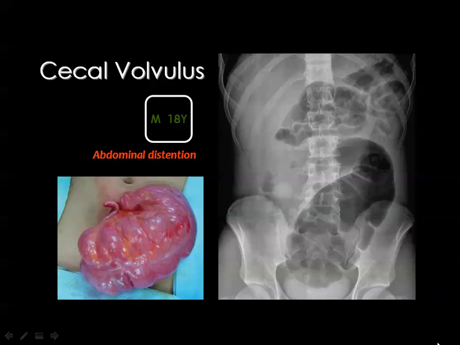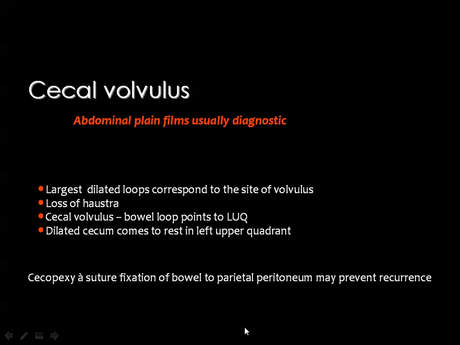obstruction. This is the classic plain film finding of cecal volvulus in a teenage male with abdominal distension, showing the severe distension of the cecum.